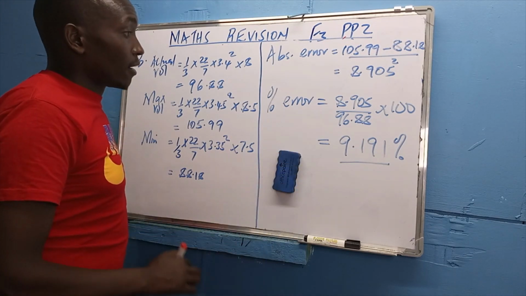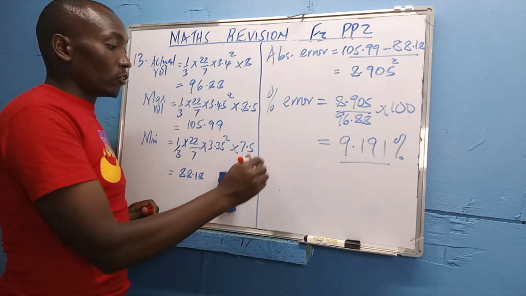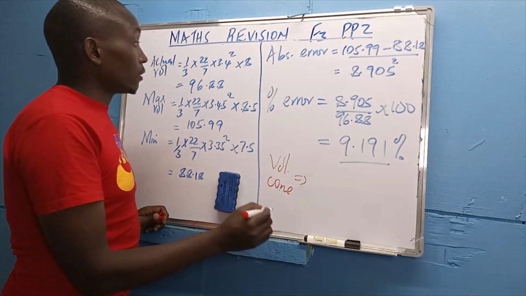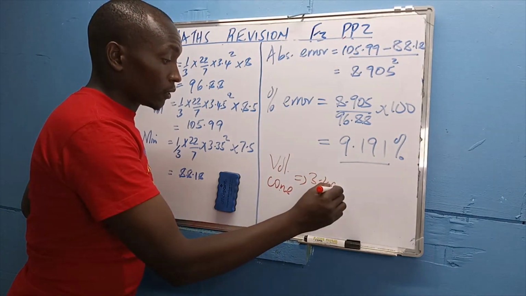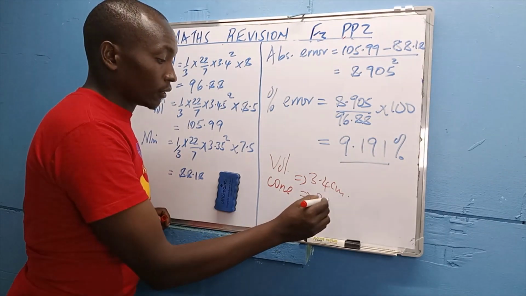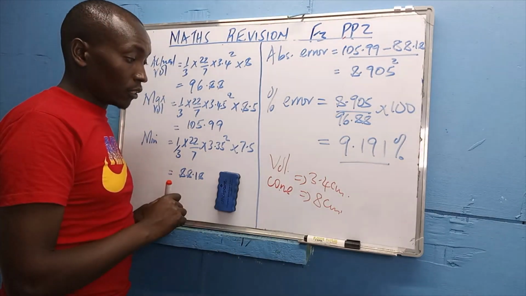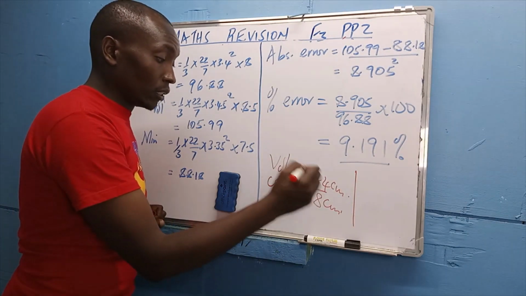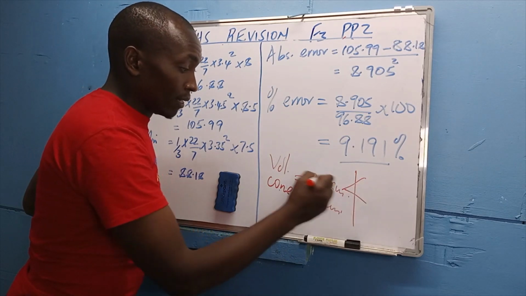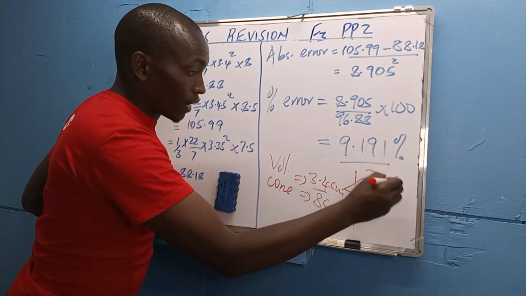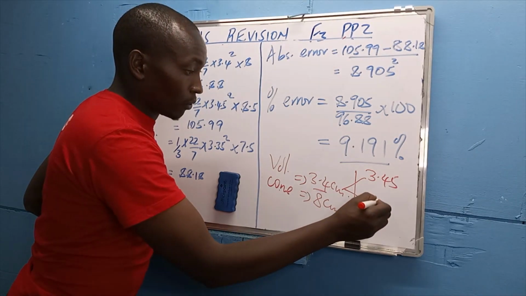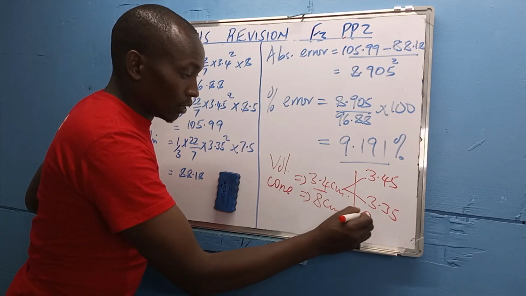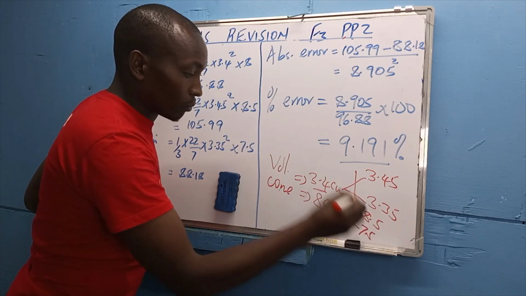Question number 13, you're supposed to work out the percentage error with the calculation of the volume of a cone. It is a volume of a cone, and you're given that the radius of this cone is 4.3 centimeters and the height is 8 centimeters. So all that you need to start by doing is to work out the upper limit and the lower limit of this number. If it is the upper limit, it is 3.45. If it is the lower limit, it is 3.35. With this one, the upper limit is 8.5. The lower limit is 7.5.